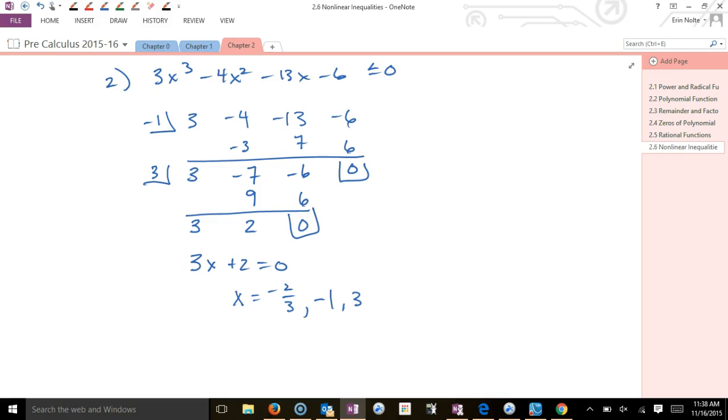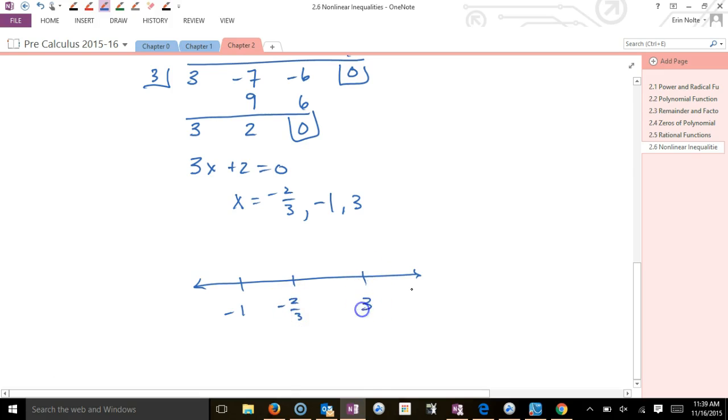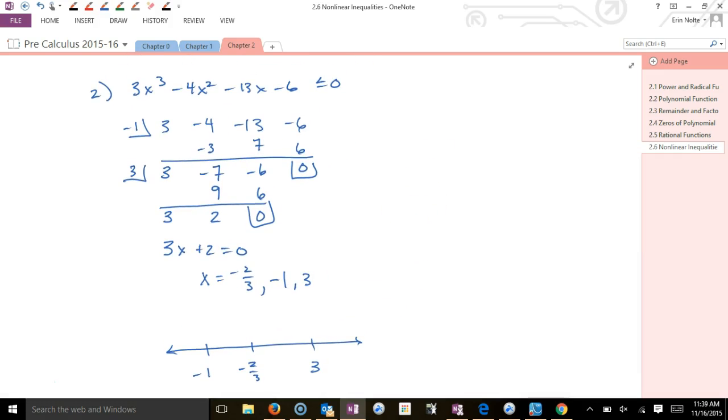So how do I deal with my inequality? Number line. Okay, so we do the number line. Okay, so my smallest value is -1, then I have -2/3, then +3. Okay, so I'm going to do a sign test, or my solution test. Okay, so I need a value for my first interval. So a value less than -1, -2. So if I plug in -2, remember I go back to the original. So -2, okay, we got this.